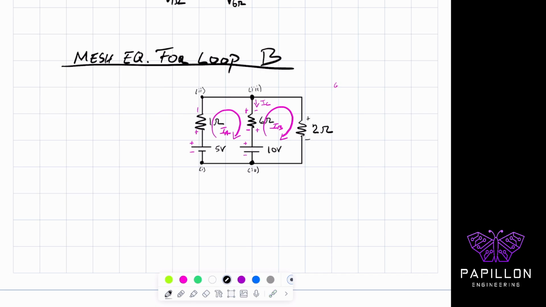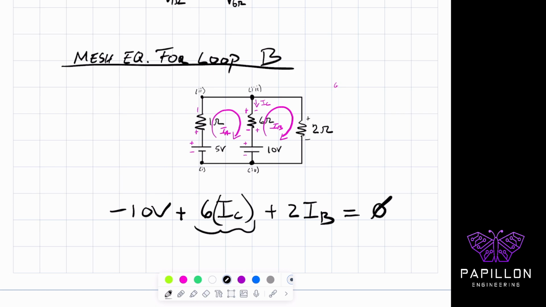So to write that out, I'm left with minus 10 volts. Then I have plus 6, then IC again. Put this one here. And then I'm going to have plus 2IB, because I'm in loop number 2. I'm not in loop A anymore. Sorry, I'm in loop B, not loop A anymore. And all of that nets equal to 0. Okay.